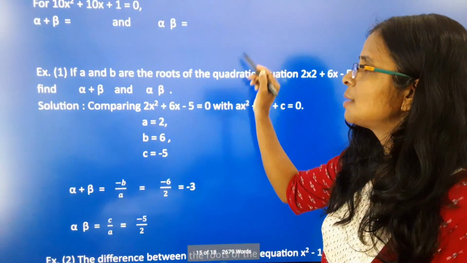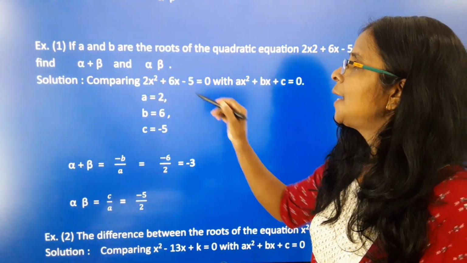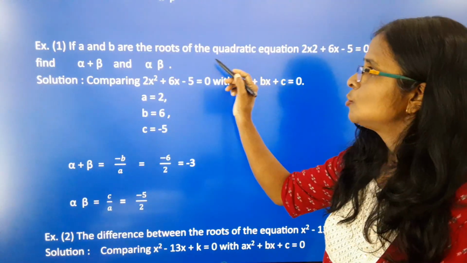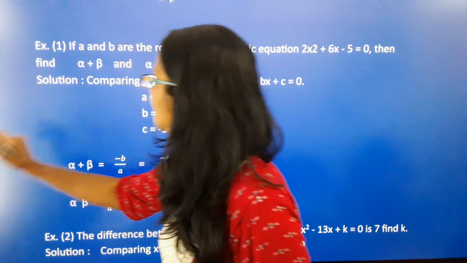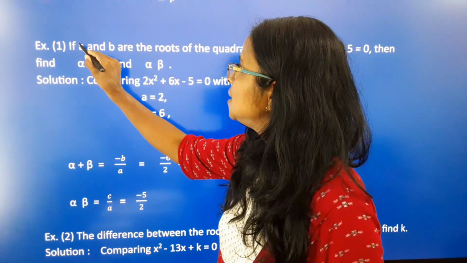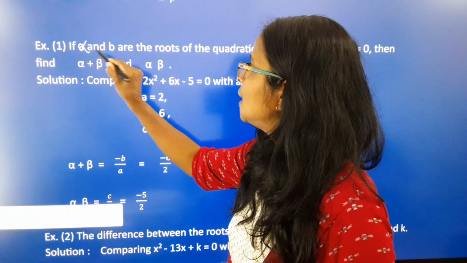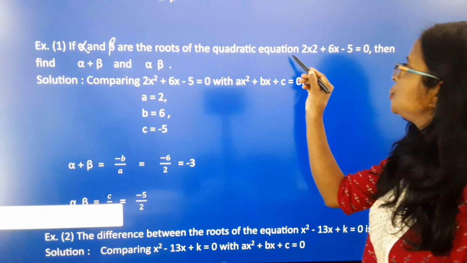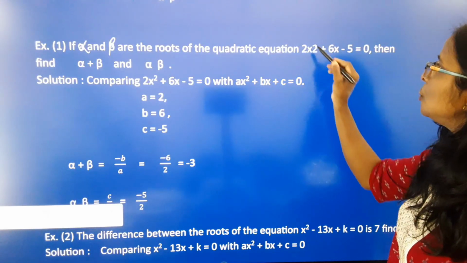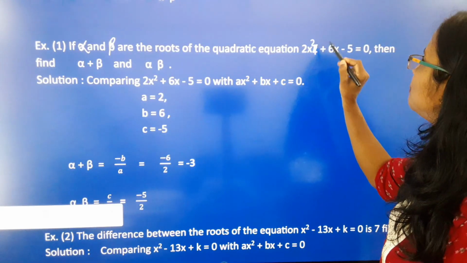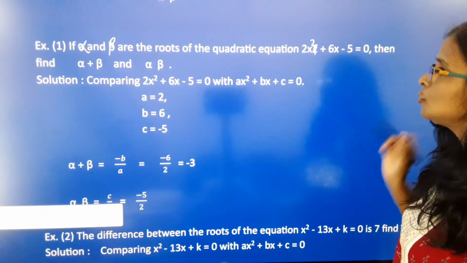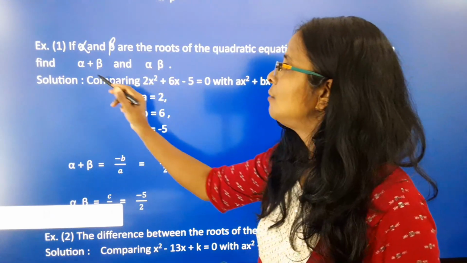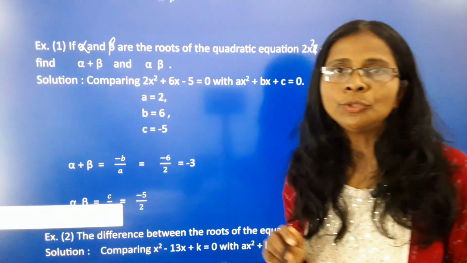Now the next example: if alpha and beta are the roots of the quadratic equation 2x square plus 6x minus 5 is equal to 0, then find alpha plus beta and alpha into beta.